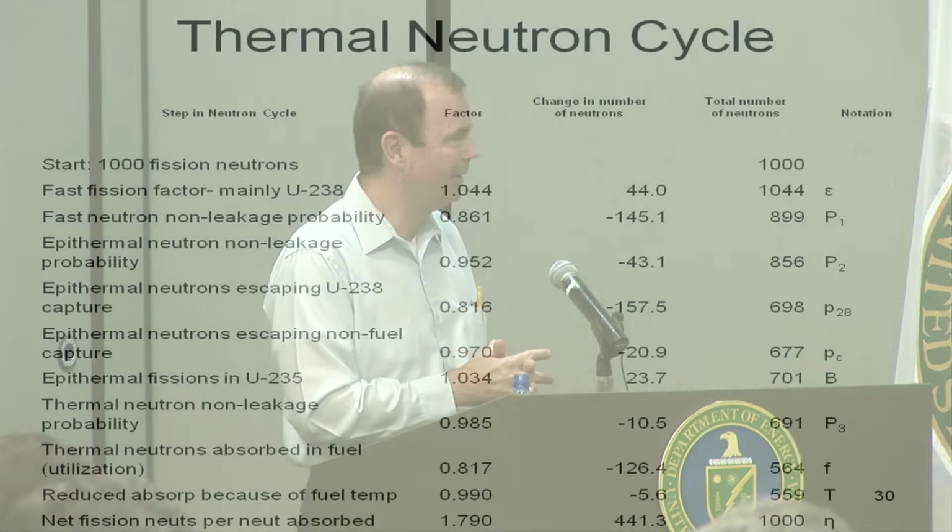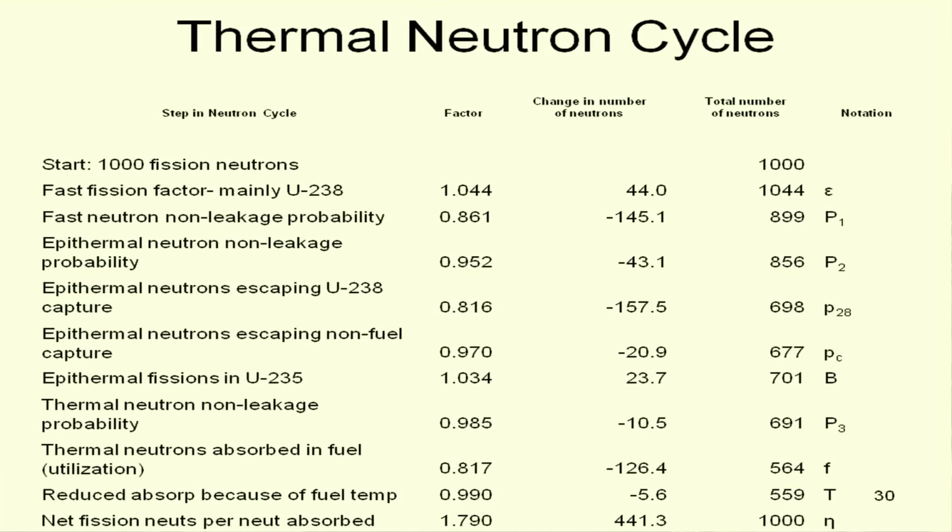In the resonance range, neutron captures in U-238 start to become important. And while that will eventually produce plutonium that becomes part of your fuel, for the purpose of keeping the reactor going, they're just lost to the system. So you lose another 157 there, and some epithermal neutrons get lost in non-fuel material, like the cladding in there, or get captured in water. So you lose a few more, but then you gain something because there are some epithermal fissions in U-235.